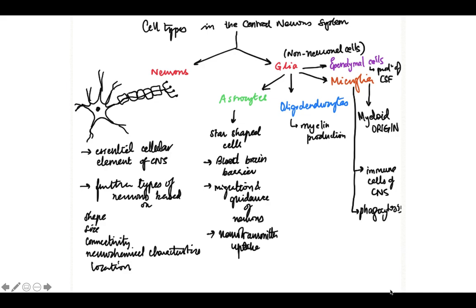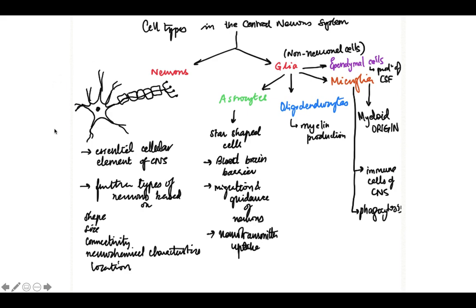The neuronal cells are called neurons and these are the functional unit of the central nervous system, and these are also found in the peripheral nervous system. As you can see here, I have written that these are the essential cellular elements of the central nervous system, and this is the generalized diagram of neurons that you would have seen in your high school textbooks and also in other textbooks of neuroscience.